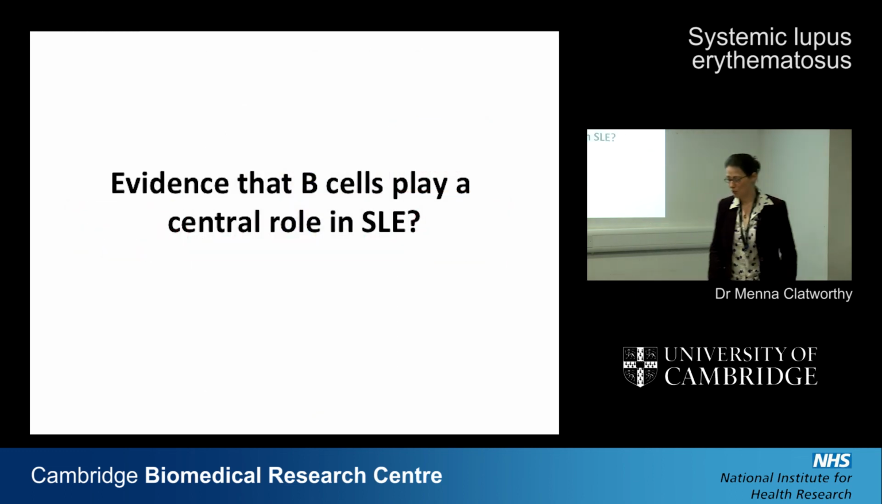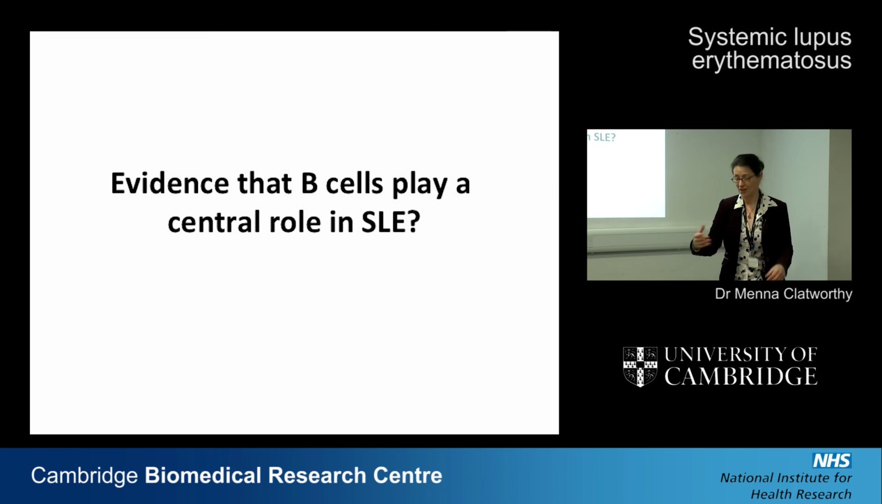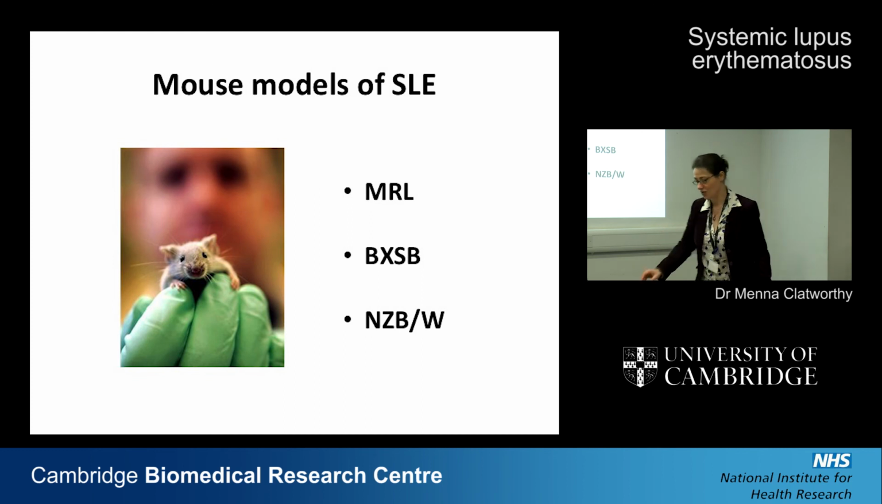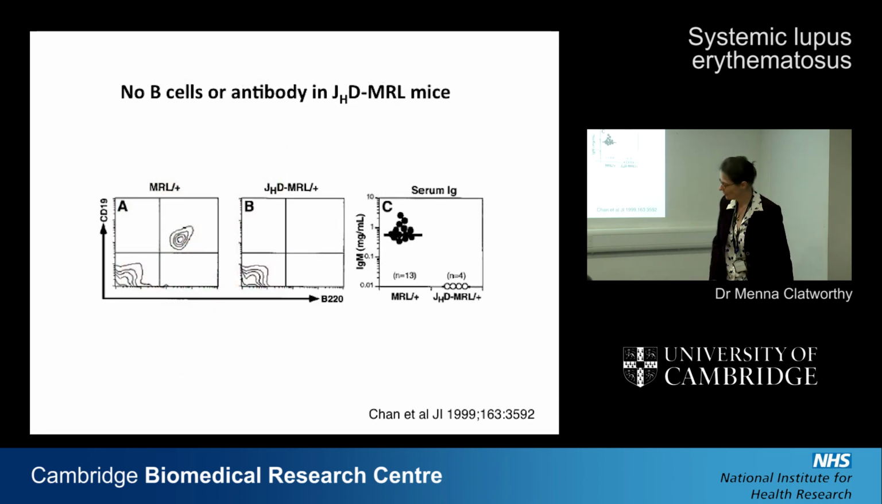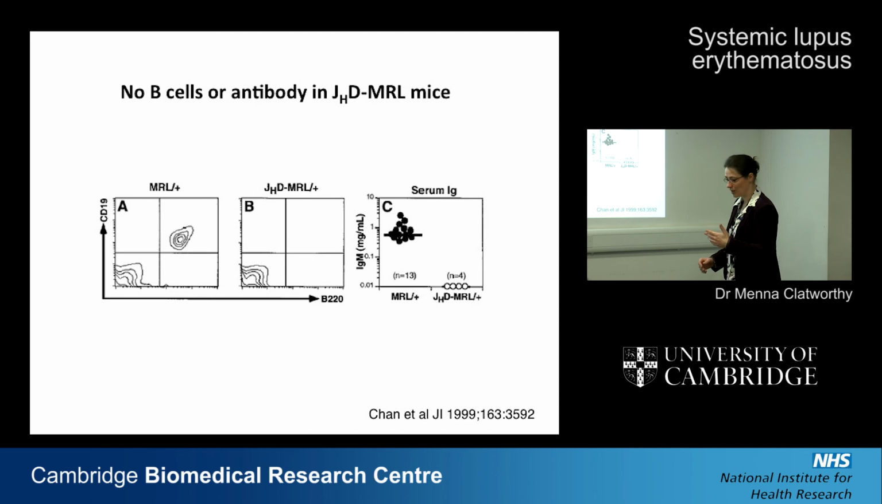But what's the evidence that B cells are truly central in lupus? Why can't it be that you just have T cells that are excessively driving this? So again, some of these mouse models have been used, and particularly I'll show you some data with the MRL mouse model. People made a version of the MRL mouse that was unable to secrete antibody, but still had B cells. And they were able to show that in those mice, unsurprisingly, these JHD MRLs had low levels of antibody in their serum.